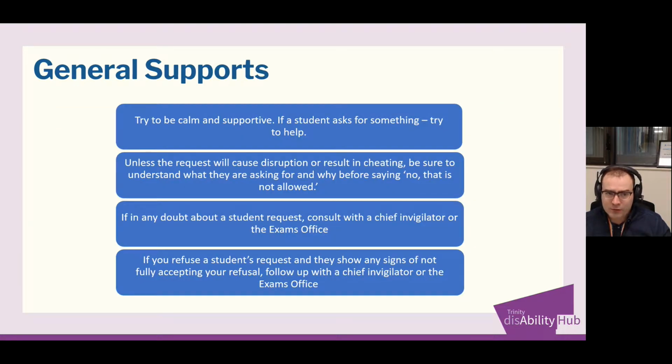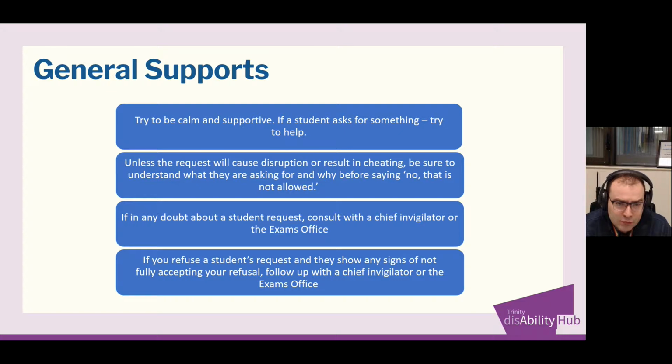Some general principles then for general support. Try to be calm, supportive, and if in doubt, ask something, try to help. Unless the request is unreasonable or will cause disruption or result in cheating, be sure to understand what the student is asking for and why they're asking for it before saying no, that it's not allowed. If you're in doubt about a student's request, you should consult with the Chief Invigilator or the exams office, who will in turn consult with the Disability Service as required.